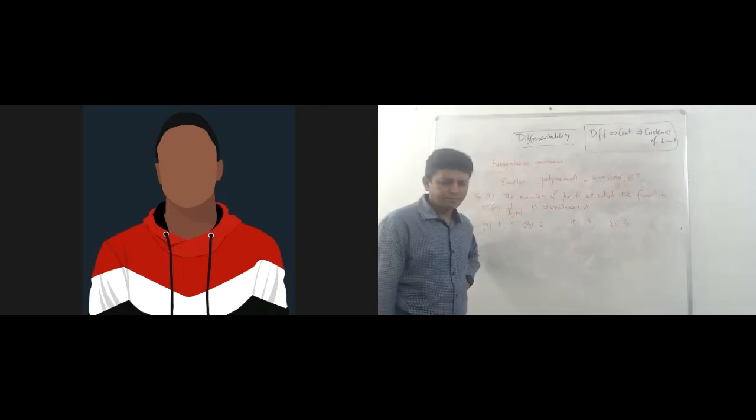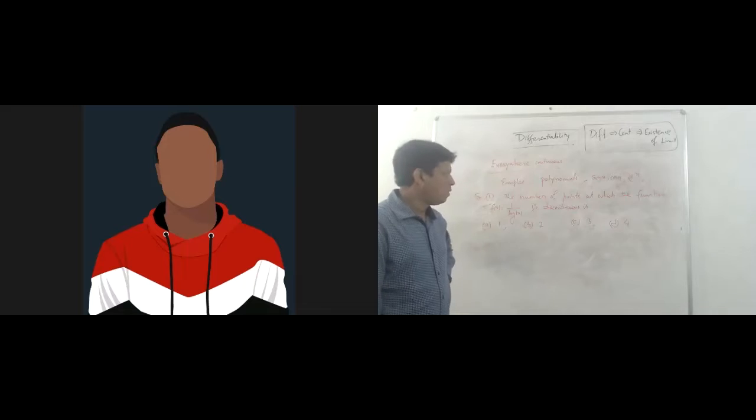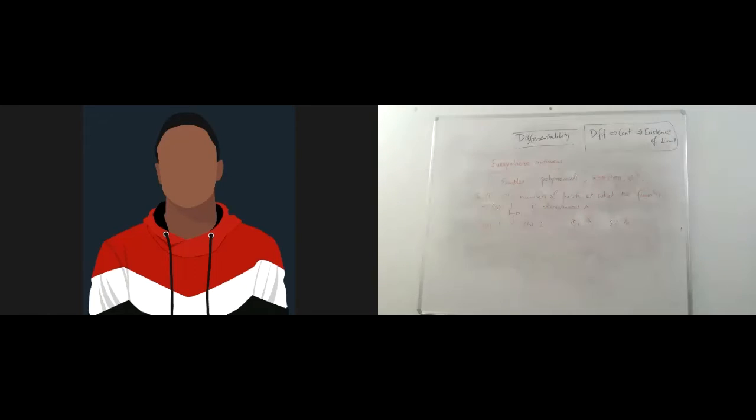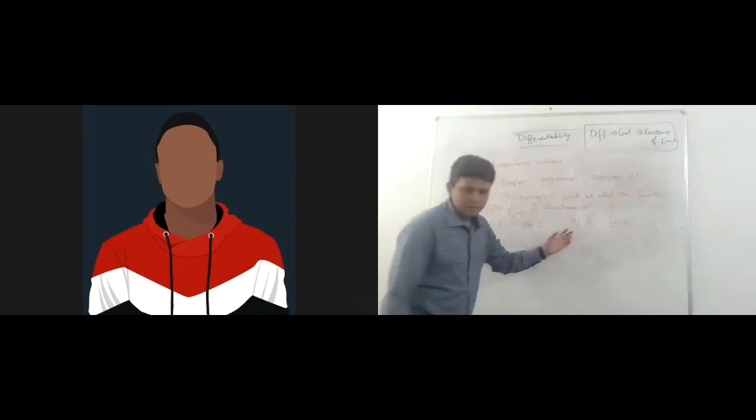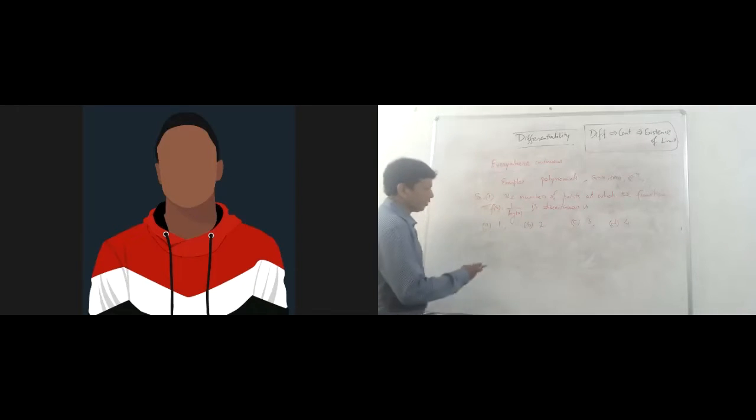Tell me, Deepan. Number of points. You have to just mention the points. Sir, 3. Yes, option C, correct. Because 0, 1, and minus 1.